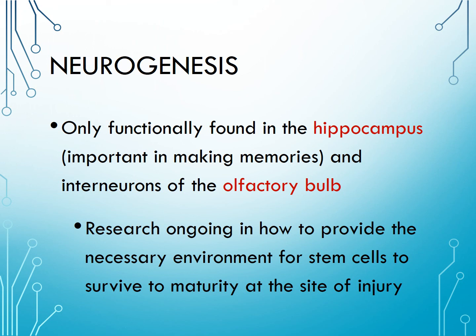There are stem cells in other areas of the brain that do develop into immature neurons. However, the environment in these other areas prevents the immature neurons from surviving to maturity and becoming mature neurons, making connections with other neurons. Currently, research is ongoing in how to provide the necessary environment to allow stem cells to survive all the way to maturity in the presence of injury or disease.